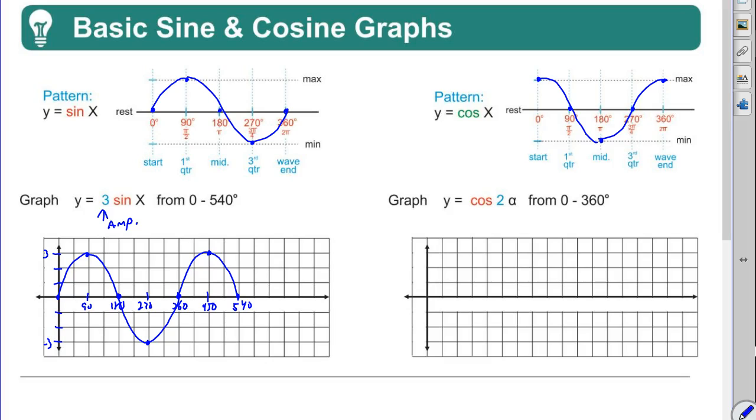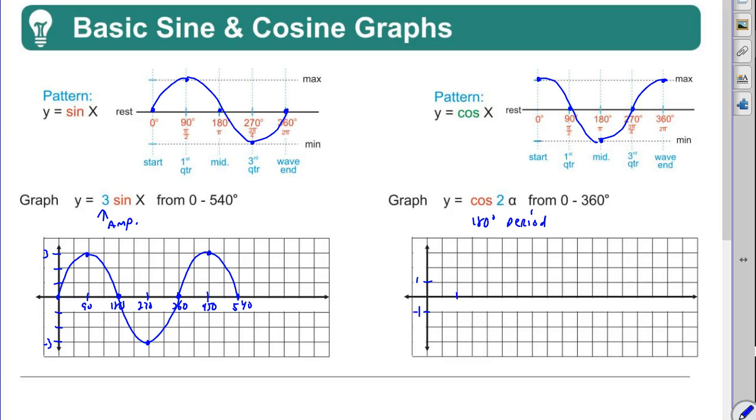the period. And I know I get 2 waves out of every 360 degrees. Or 360 divided by 2 is a 180 degree period. So I get this wave every 180 degrees. Okay, with that in mind, then I can graph this one as well. The amplitude is normal, so it's going to be 1. So I'm just going to go 1 and negative 1.